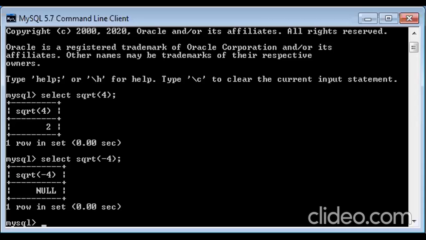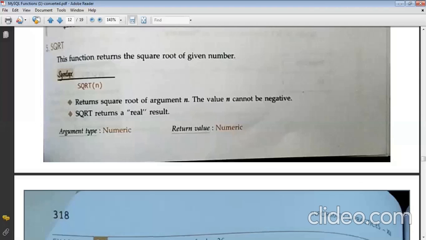So you should be clear from your part that it doesn't take any negative values, but it takes only positive integers, and in case a negative integer is passed inside the function, it will always give you a null value. So that is how your sqrt function works.